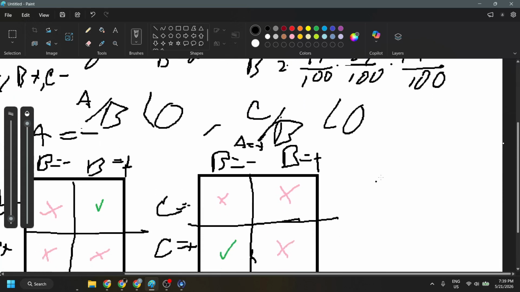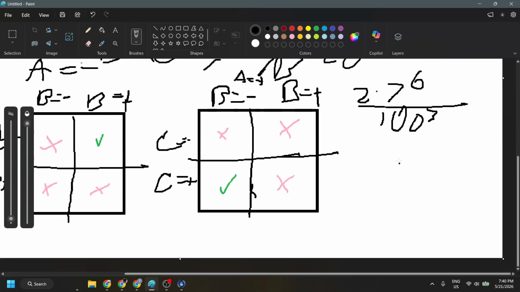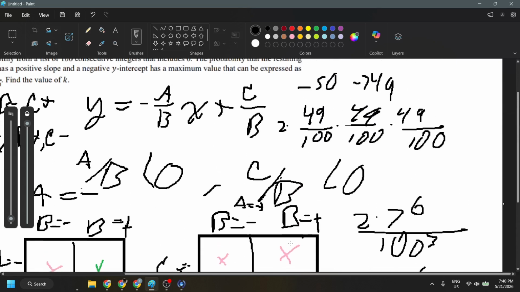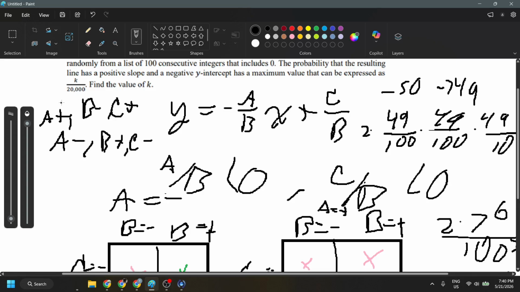So we're given 49 cubed, or I guess it'd be 7 to the 6, over 2 times 7 to the 6 over 100 cubed, which is the same thing as 7 to the 6 over 50 times 100 squared, which is, there's no way this is the correct answer, because this has to be some decimal.